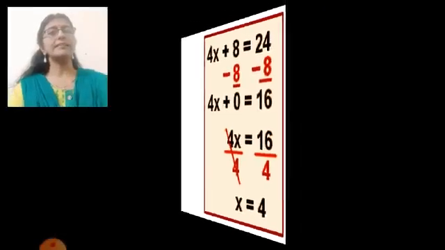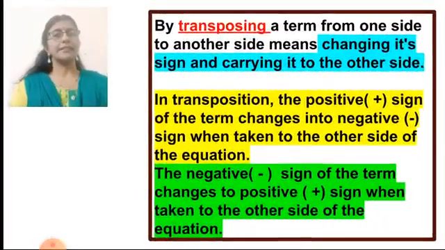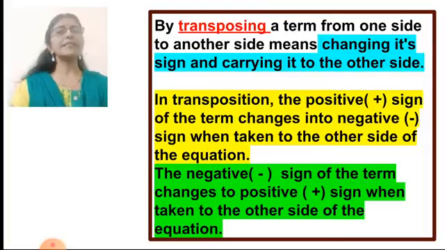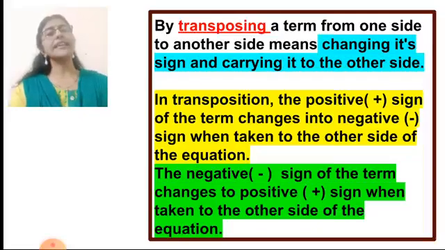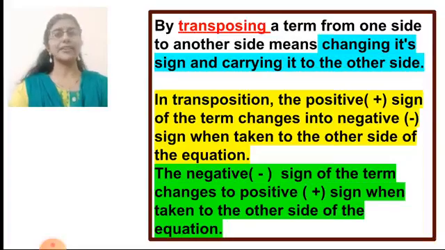Today we will learn the transpose method. In this method, transposing a term from one side to the other side means changing its sign and carrying it to the other side. In transposition, the positive sign of the term changes into a negative sign when taken to the other side of the equation. In the same way, the negative sign of the term also changes to a positive sign when taken to the other side of the equation.